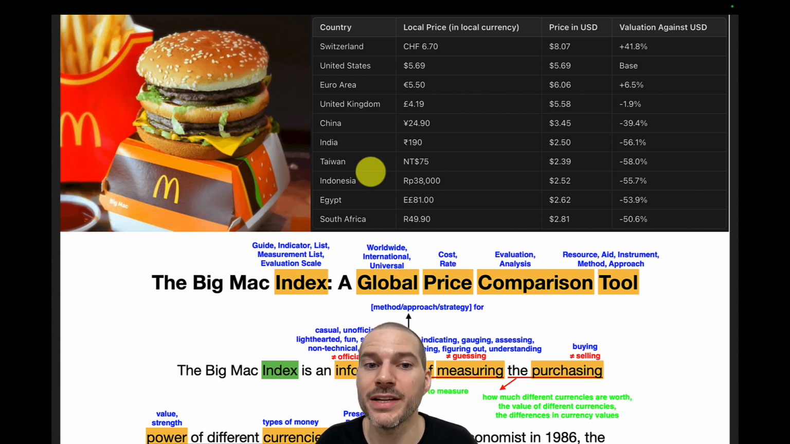Like here you see in Taiwan, 75 Taiwan dollars, it's $2.39 in America, and America's is $5.69. Switzerland, you're paying $8.07. So the goal of this is to compare the Big Mac price or cost or rate in different countries. This is a tool to help us learn. Resource, aid, instrument, method, approach. These are all synonyms, okay? So let's read.